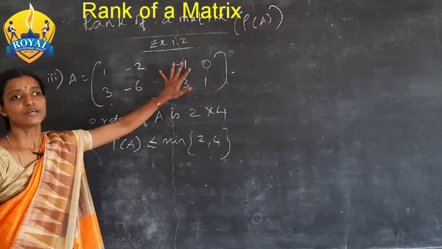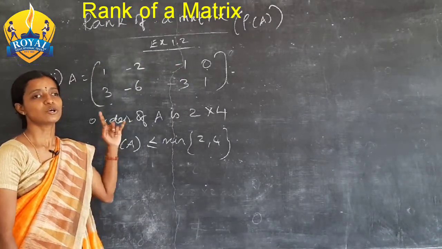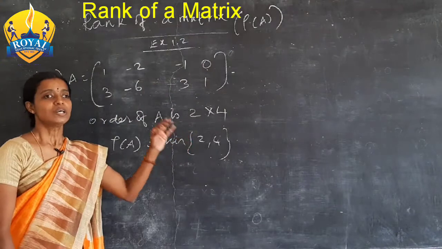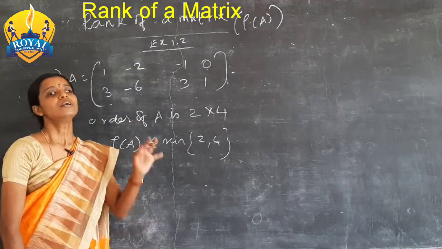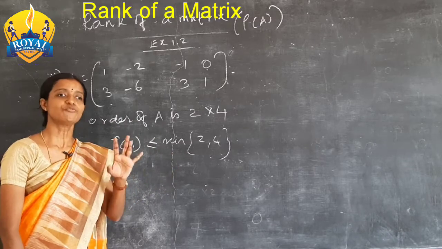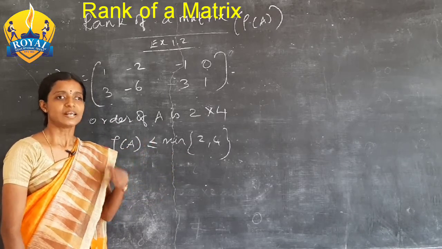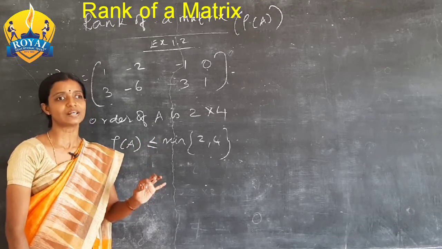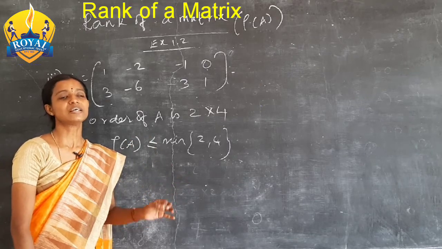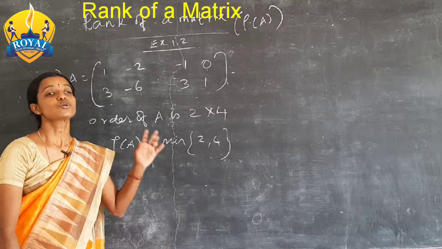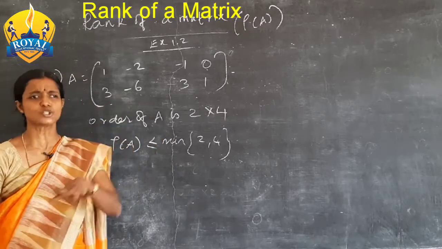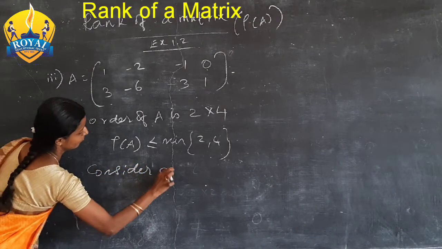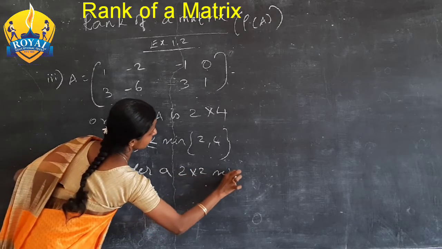Now here also I don't have a square matrix. Since I have only 2 rows, it is only possible to consider 2 cross 2 minors. If any one 2 cross 2 minor vanishes, then I need to pass on to the next 2 cross 2 minor. If at least one of the 2 cross 2 minors does not vanish, then automatically my rank becomes 2. Here I have many 2 cross 2 minors. So let us consider a 2 cross 2 minor.